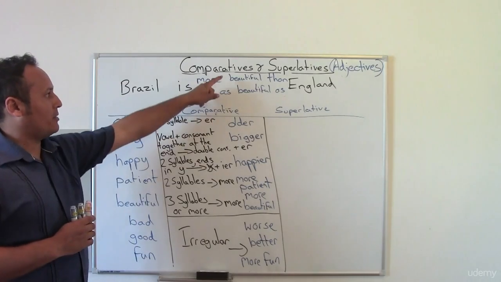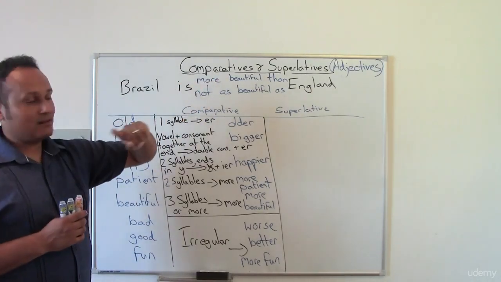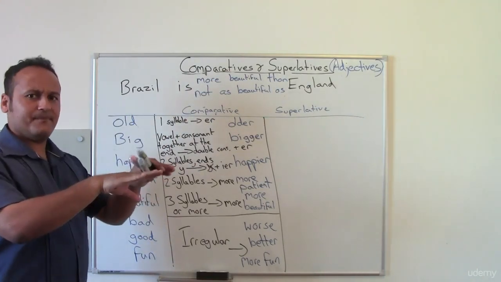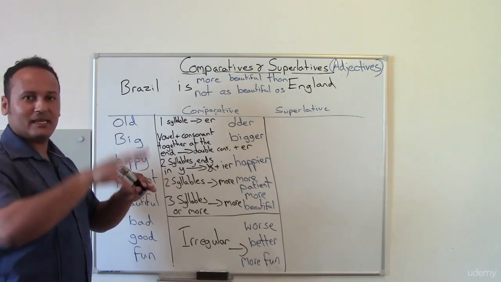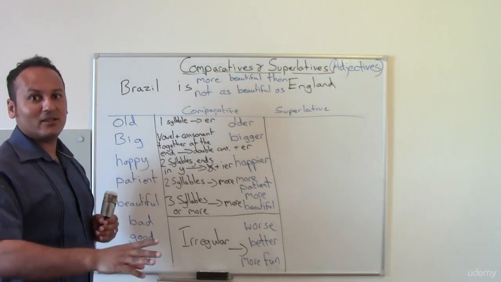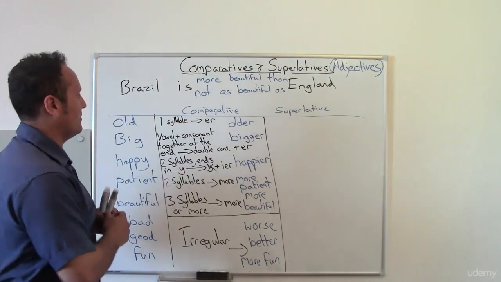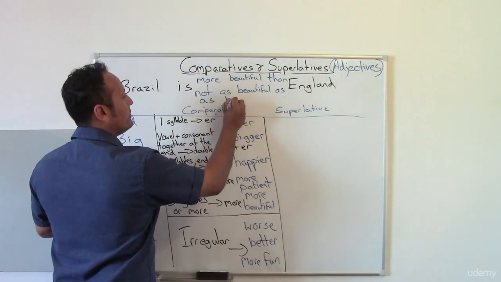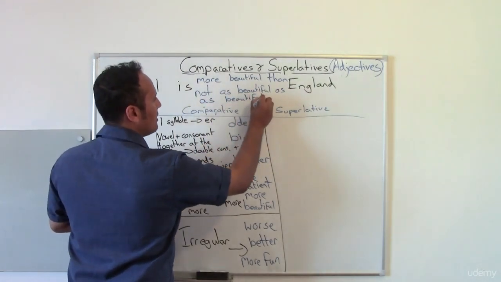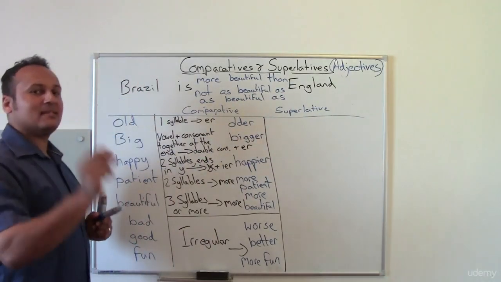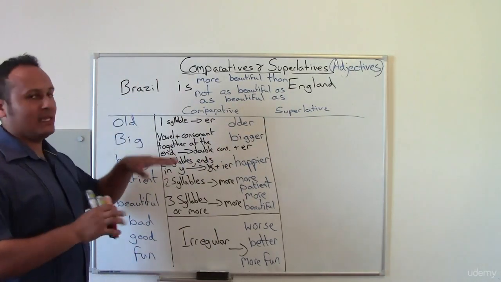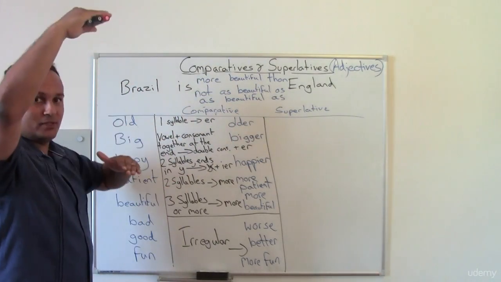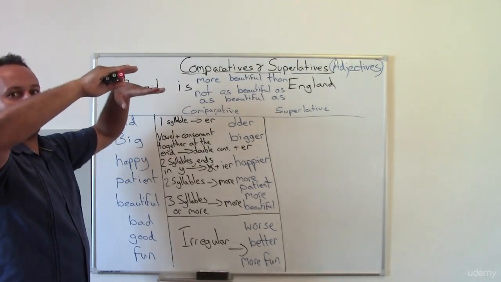Okay? So we've got it in the positive. Brazil is more beautiful than. We've got it in the negative. Brazil is not as beautiful as England. But what if they are the same? What if they're the same? They are not bigger, they are not smaller, they are not hotter, they are not colder. Well, we have something quite similar, almost the same. Brazil is as beautiful as. And that means they are the same. More beautiful, not as beautiful as. Okay?